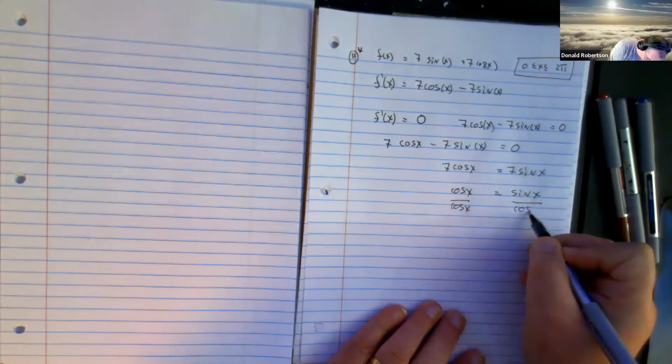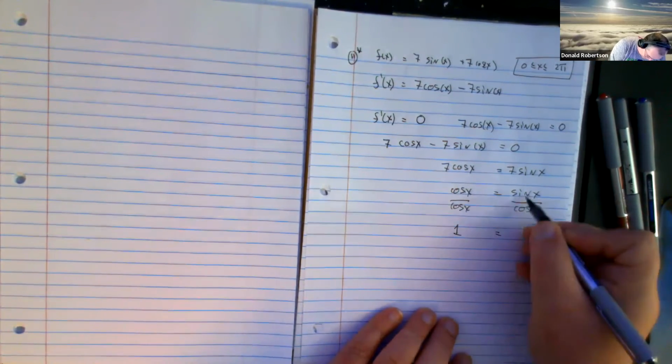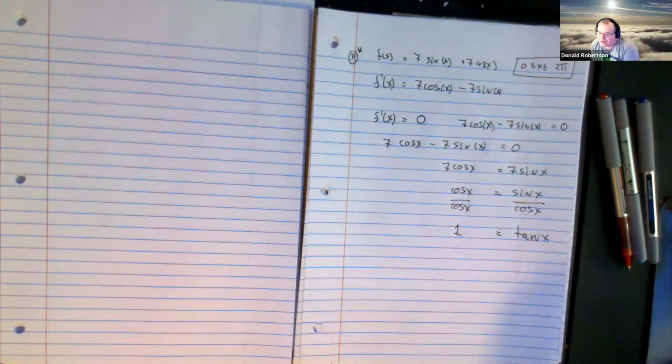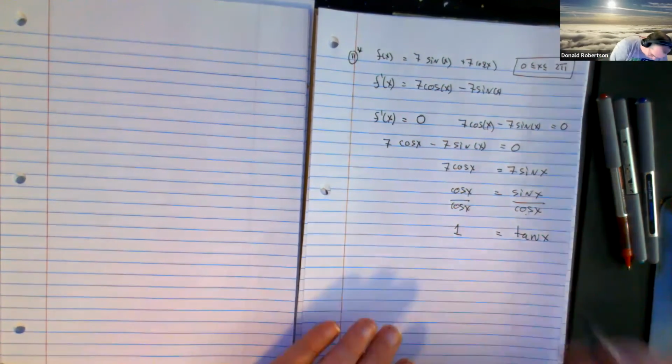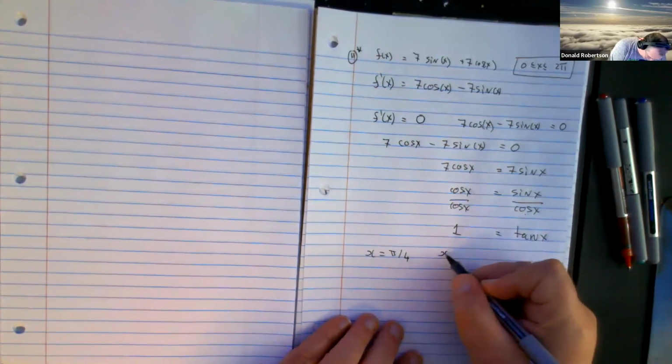Now you might say, what good does that do? Well, isn't a cosine divided by itself 1? And what does that get you? Tangent of x. Do you see that we're now at the place where we can find the answers? And yes, you are right. x equals pi/4 is one of those answers. Does anybody know the other place? Because there's a second answer where the tangent is also equal to 1.